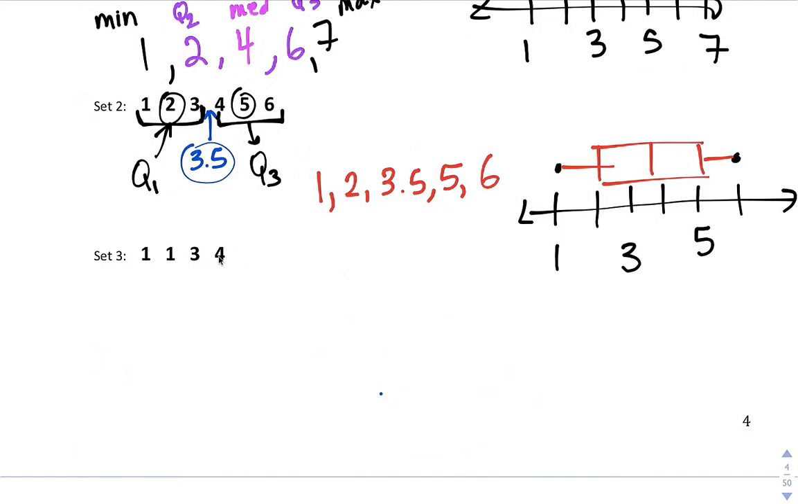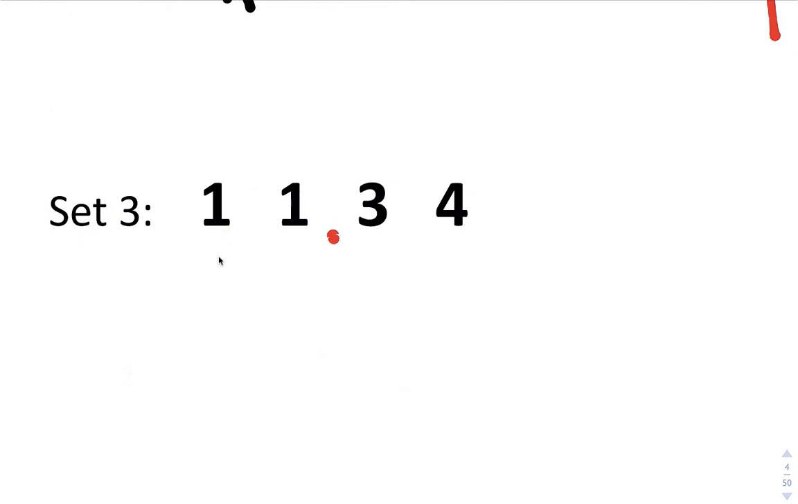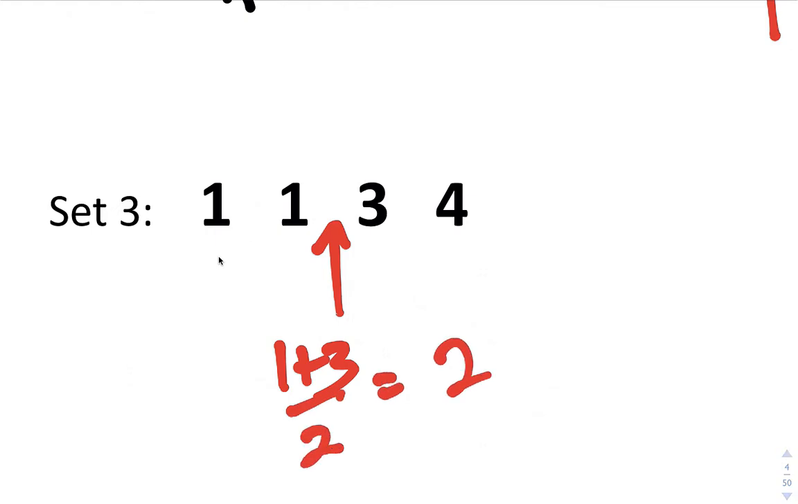Okay, and then lastly, let's find our middle number here. What's the middle of 1 and 3? Well, we add them up, divide by 2. 1 plus 3 is 4. 4 divided by 2 is 2. So that is our median.